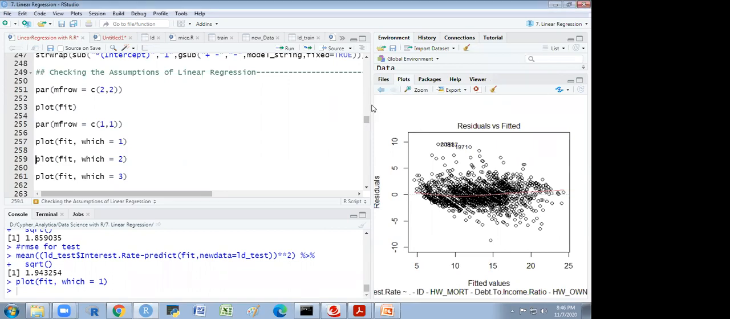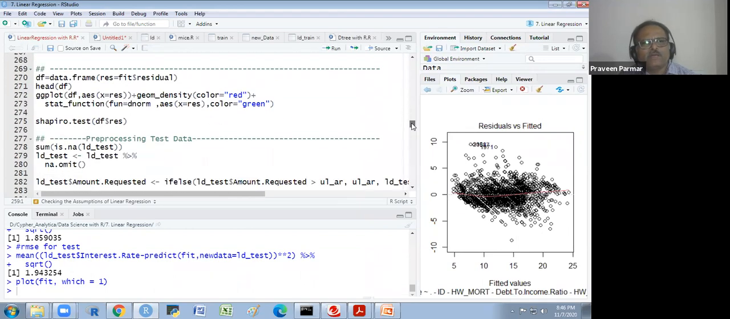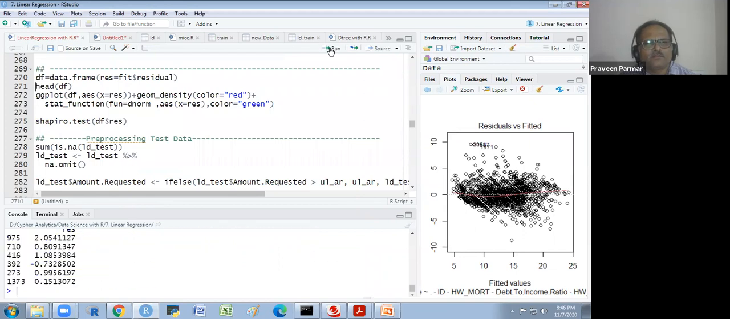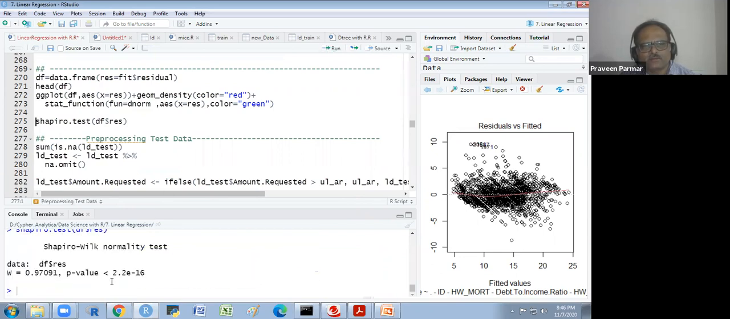Okay, I will just summarize. And one more thing I would like to say: I have done the Shapiro test for this. For the residuals, I am making one data frame, and I have shown you this earlier. So this we have taken. The Shapiro test is the normality test. If it is less than 0.05, then it is not normal.